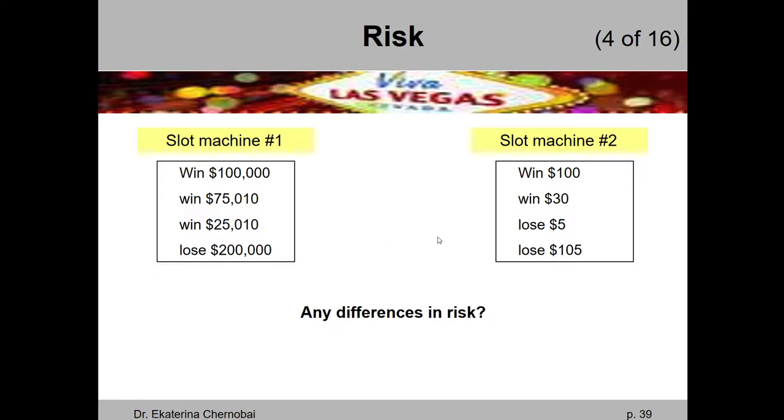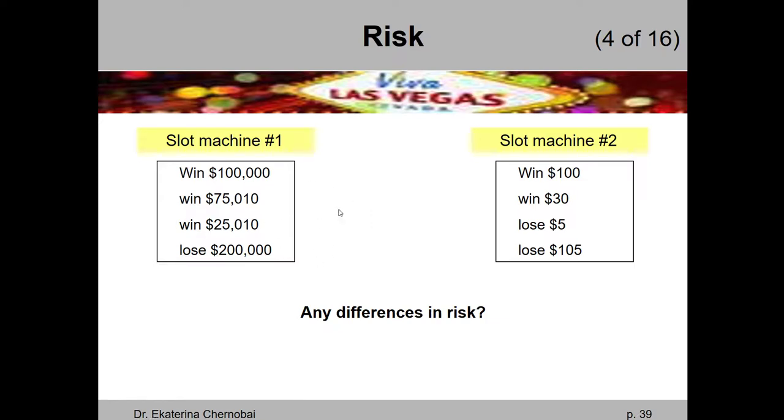Well, you don't need to do the math to realize that machine number 1 is riskier, because the numbers are so far apart. You can win up to 100K, but you can lose 200K in one shot. Whereas slot machine number 2 is better because the 4 numbers are not that far apart. Apart from what? From the average. And that's how we measure the amount of risk.